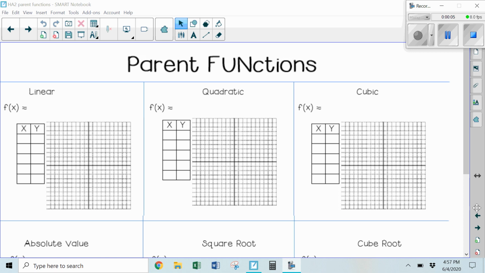This is just going to be an introduction, and then in the coming days we'll do more with these parent functions. So first of all, what is a parent function? A parent function is the most basic type of graph, and then you can manipulate it after that.